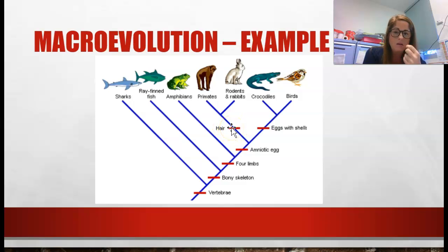And so macroevolution is really the formation of new species. This is a common ancestor, but then at some point a bony skeleton came into existence, and that allowed for the formation of a new species. Now, this likely didn't happen overnight. There were many small changes that occurred, and then those small changes eventually led to some sort of isolating mechanism. And so some kind of reproductive isolation has to occur in order for this to form a new species.